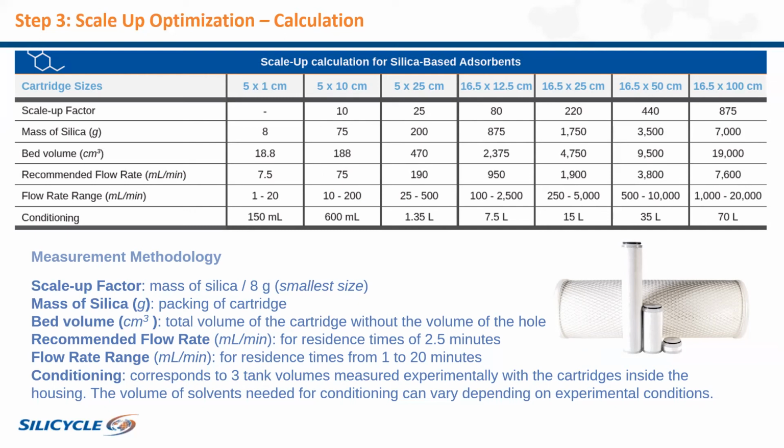The flow rate range is the range that you can use for each size cartridge. So you can see it goes from 1 to 20 milliliters per minute for the smallest one, all the way to 1 to 20 liters for the biggest one. The conditioning is the amount of solvent that you need to put through your housing to get it prepared. And experimentally, it's 3 times the volume of the housing. So for the smallest one, 150 milliliters that you need to put as solvent, all the way to 70 liters for the biggest one.